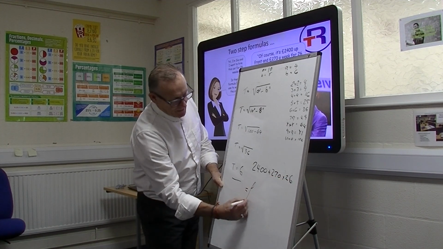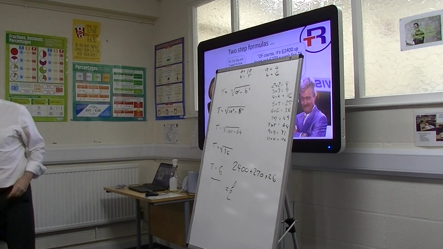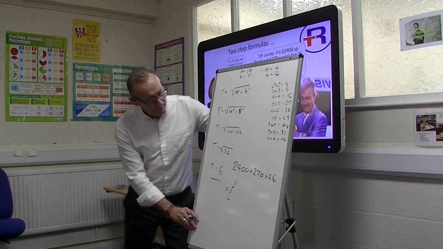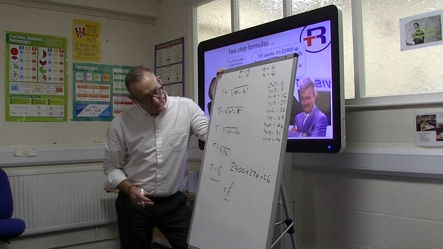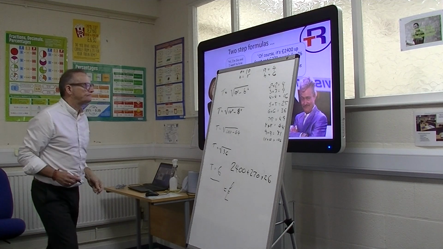So Swiss puts that into his calculator. Can somebody just do that for me? Pretend that you're Swiss Tony. Just put that in your calculator. 2,400 plus 270 times by 26.